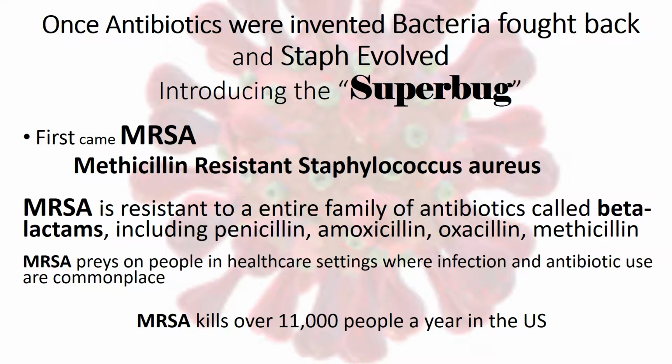Once antibiotics were invented, bacteria fought back and staph evolved, introducing the superbug. First came MRSA, methicillin-resistant Staphylococcus aureus. MRSA is resistant to an entire family of antibiotics called beta-lactams, including penicillin, amoxicillin, oxacillin, and methicillin. MRSA preys on people in healthcare settings where infection and antibiotic use are commonplace. MRSA kills over 11,000 people a year in the United States.